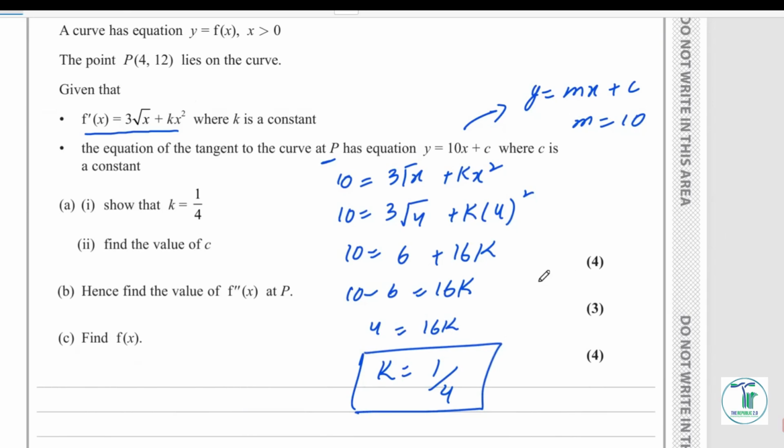Once you have got k, you have got y is equal to 10x plus c, where c is a constant. We need to also find out the value of c. Since I just told you that the curve and the tangent are parallel, the curve and this line are tangent at this point. So this must be a common point, right? So I'm just going to plug this point into this equation and I'll get myself the c.